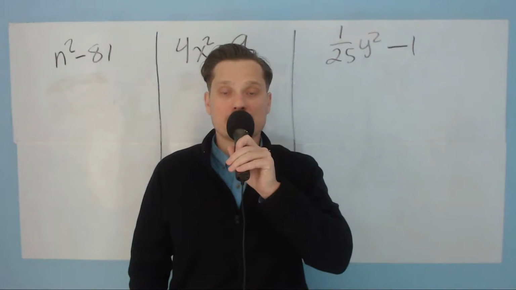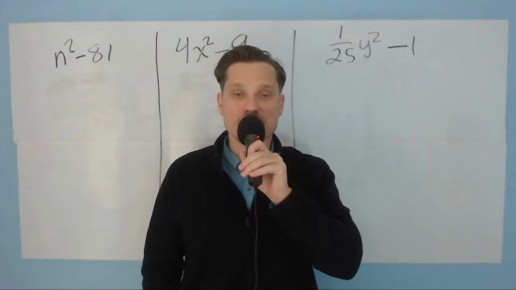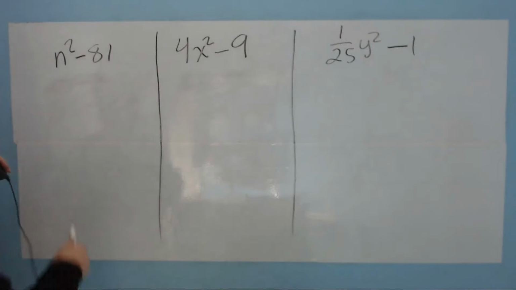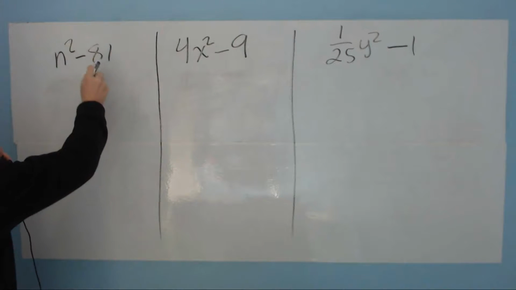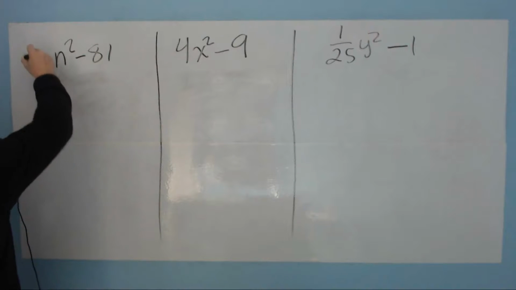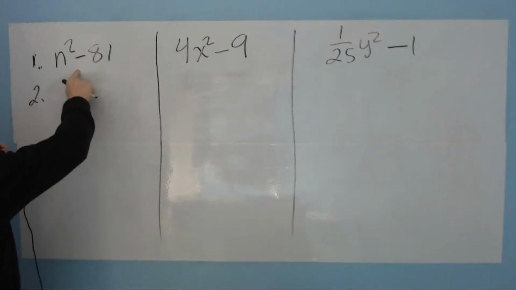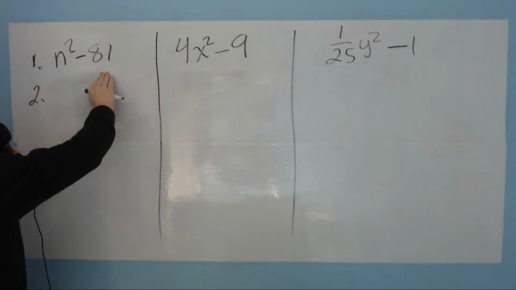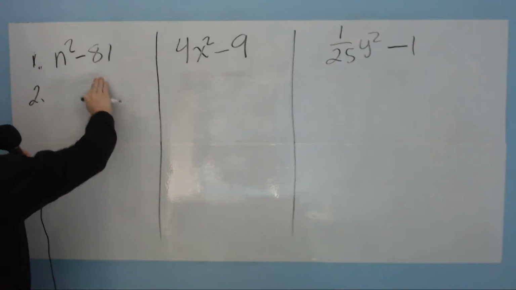In this one, let's take a look at 3 examples of factoring using the difference of squares concept. So the first one is the simplest. It says simply n squared minus 81. So step 1, step 2. Step 2 would be to rewrite this so it clearly identifies a difference of 2 squares.